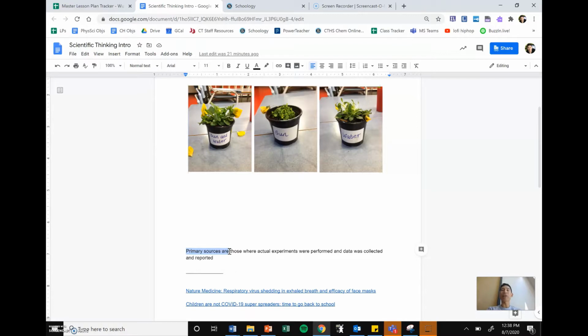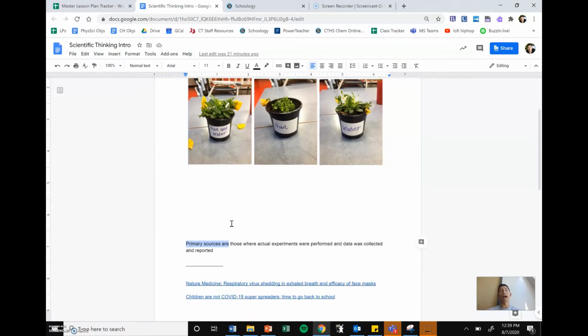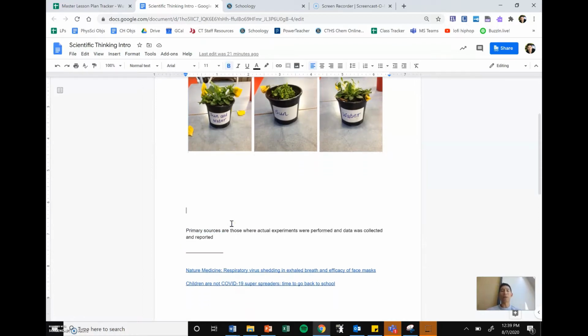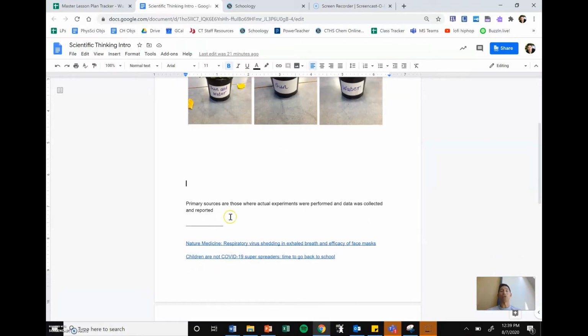A secondary source is something you might find on a news article or a government agency that's relaying information. These people didn't do the actual experiments. They're just relaying the information, and that's what makes them a secondary source. It doesn't necessarily mean they're not trustworthy, but it's important to be able to know the difference so you can identify what is a good source of information and what's not a good source of information.